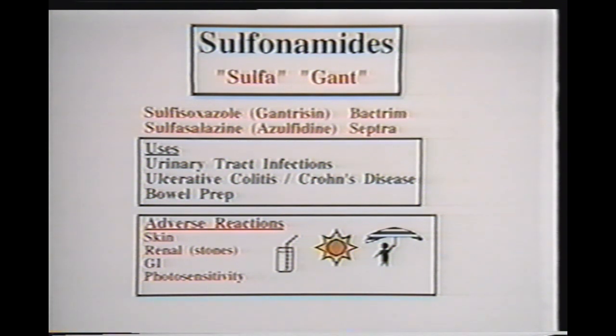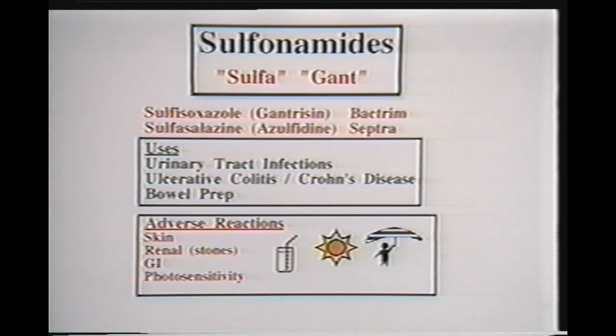So these are some of the drugs that we see in the sulfonamide family, used for a lot of UTIs and also for things like ulcerative colitis and Crohn's disease. You may see that used as a bowel prep prior to bowel surgery.